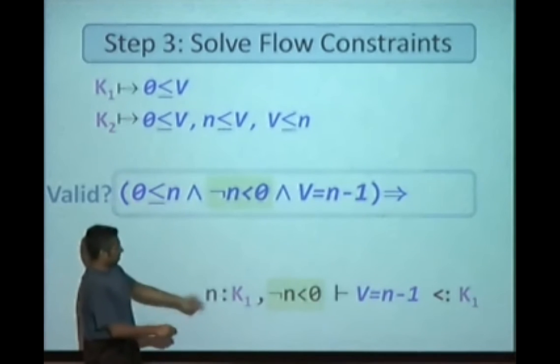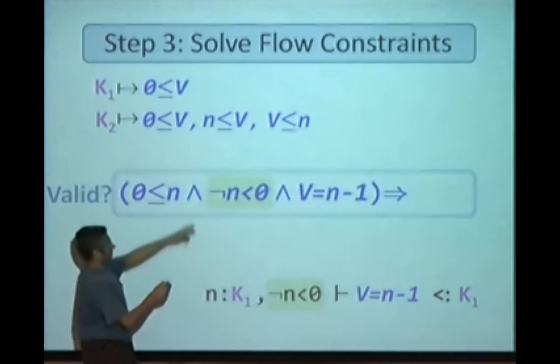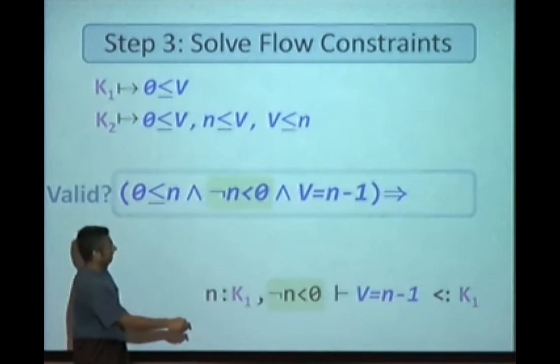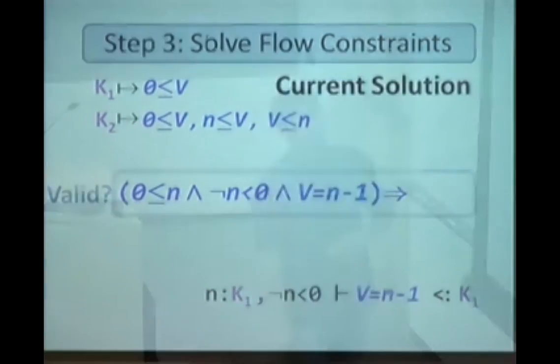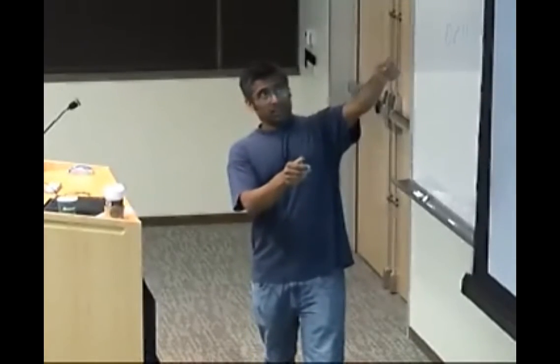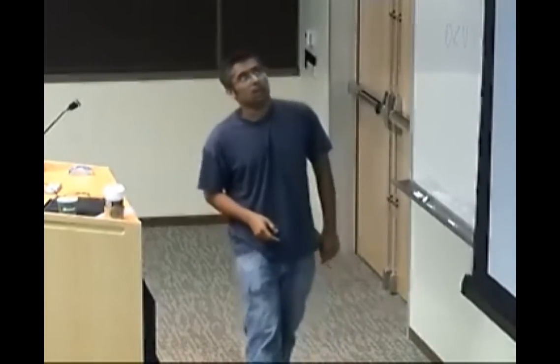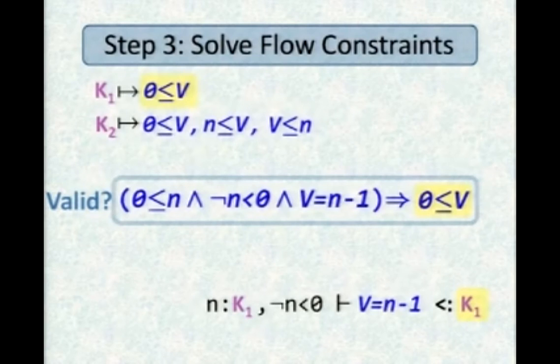Moving along, this is in the branch where n is not less than 0. Value equals n minus 1. Okay, so just reading those things off. And now I'm going to plug in each of those qualifiers from the current solution. So we'll start with: is 0 less than v? And is it? I don't think it is. So the theorem prover is going to say no, it's not, and so we'll just throw it out.